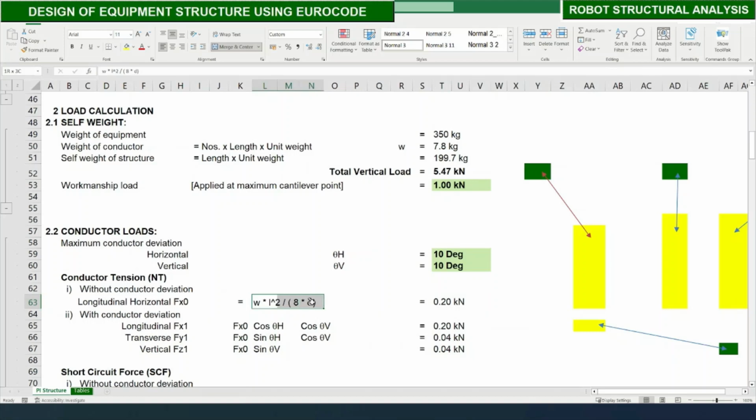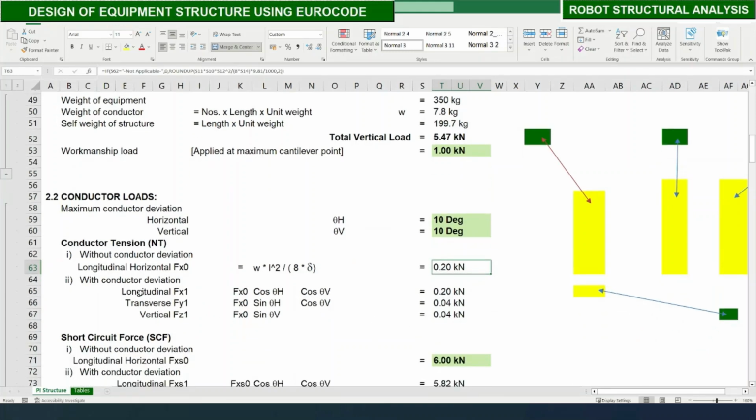So this is a simple formula, like a simply supported beam having a uniformly distributed load. We used to apply WL square by 8 as a bending moment. In that we need to divide by the deflection, so that we will get the force in kilonewton as a sag tension. So this is without deviation. For example, if it is a middle phase, we need to consider this 0.2 kN where there is no conductor deviation. And with conductor deviation, for example the right and left hand side phases, there is some horizontal deviation, and we consider the vertical deviation also.